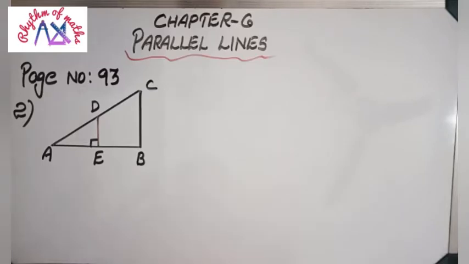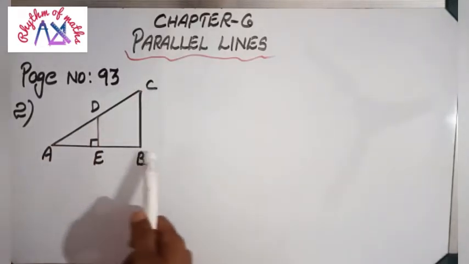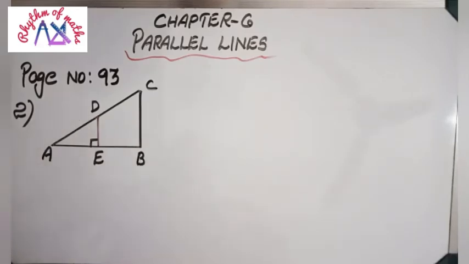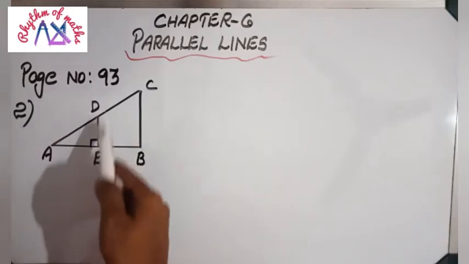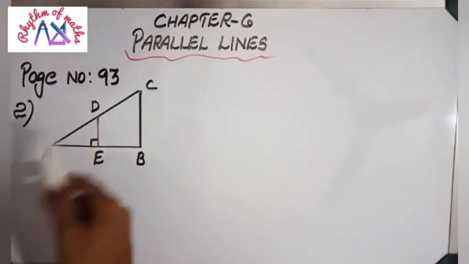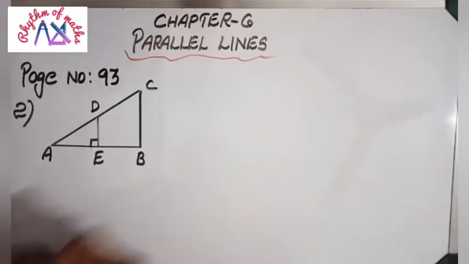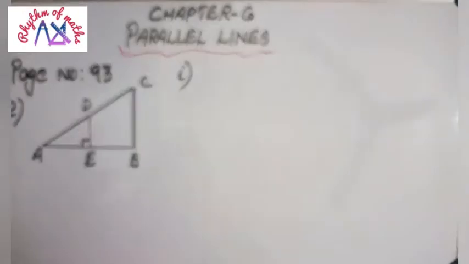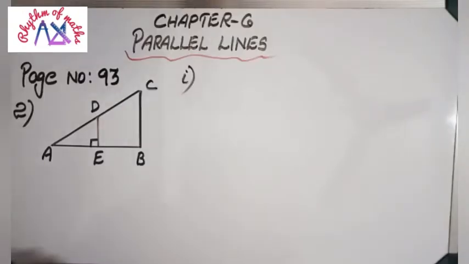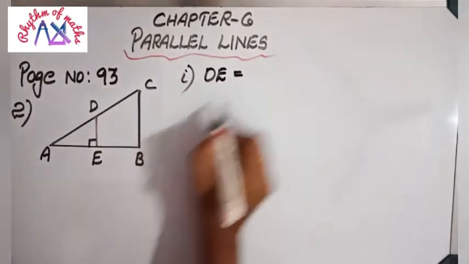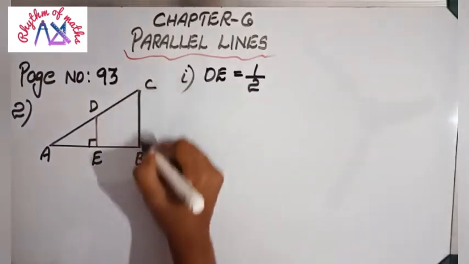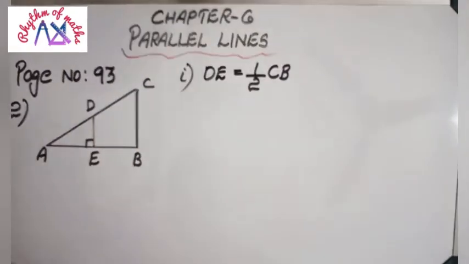In this question, we have to draw a right triangle. So we draw a right triangle ABC. And from the midpoint of the hypotenuse, draw a perpendicular line. D is the midpoint of the hypotenuse AC. From this point D, we have to draw a perpendicular line. That is DE. DE is the perpendicular line from the midpoint D. First sub-question is to prove that this perpendicular line DE is half of the third side. The third side is CB. Half of CB, this is what we need to prove.